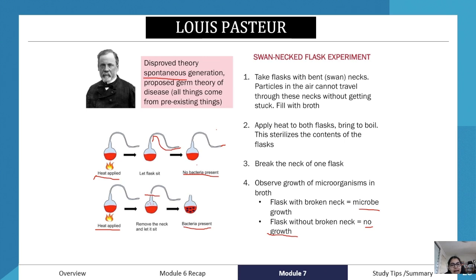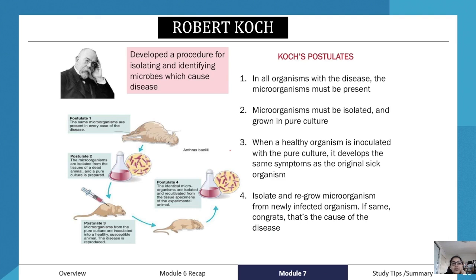It's basically that the disease and the bacteria are coming from pre-existing microbes in the air that get access to these solutions right there. Okay, next we look at Koch's postulates. This is where he developed a procedure for isolating and identifying microbes which cause disease. He wanted to see whether or not it is microbes that are causing disease.